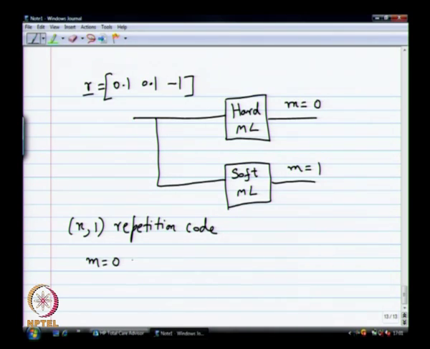M will be 0 if the summation over Ri, i equals 1 to n, is greater than 0. So you have a very simple ML decoding rule for repetition codes. You add up Ri from i equals 1 to n; if it is greater than 0 you say the message was 0, if it is less than 0 you say the message was 1. Is that okay? Is there a question? Something is disturbing you?